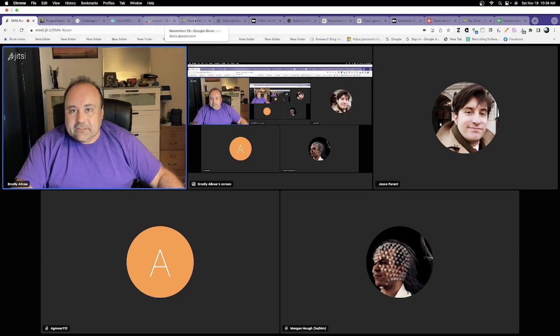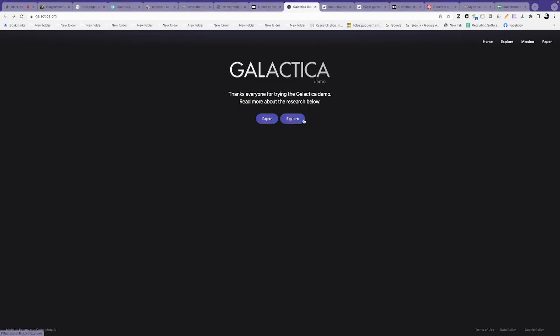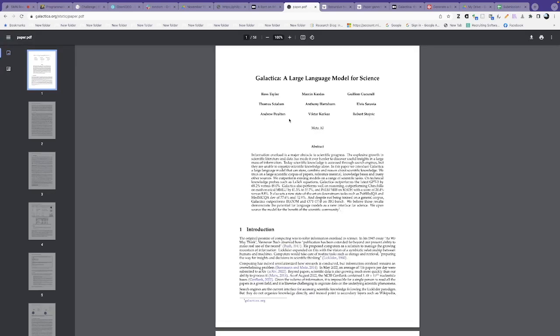Okay, so the first thing I'll show is the website now, and you notice that there's no demo. There's a very interesting story behind this. There's a paper if you want to read about it. This is Galactica, a large language model for science. So basically, what they were trying to do is take a large language model and apply it to writing scientific papers or writing Wikipedia articles that were informative.